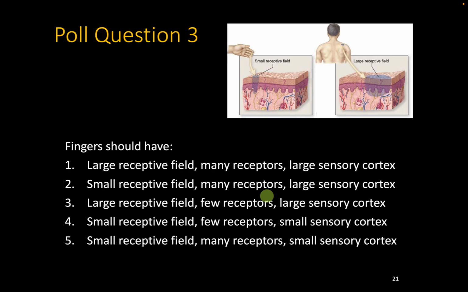Okay. So for fingers, you should be able to discern receptive field versus receptors versus cortex. Small receptive field for fingers, because they're very, very sensitive. So we have 2, 4, and 5. If they're very small, that means there's a lot of receptors, so this one is out. So it's between 2 and 5. Now let's talk about cortex, large or small. For your fingers, they should have a large amount of sensory cortex. So it'd be 2.